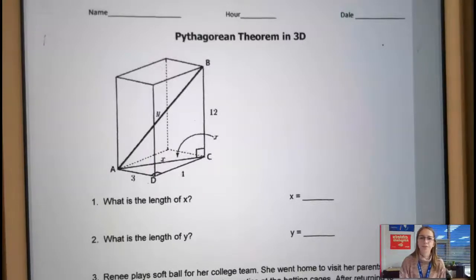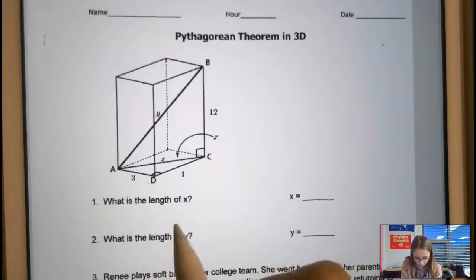Hello, and today we're going to be going over Pythagorean Theorem in 3D, okay? So we're just taking the same stuff we know about Pythagorean Theorem, a squared plus b squared equals c squared, and we're just going to apply it to a little bit more complicated situation here. Alright, so right here, it wants us to find the length of x, okay?